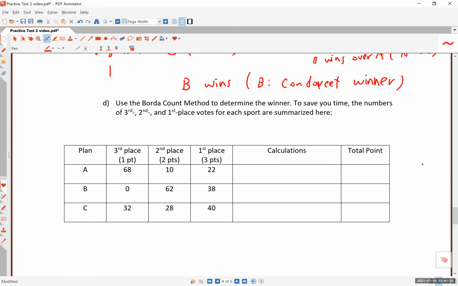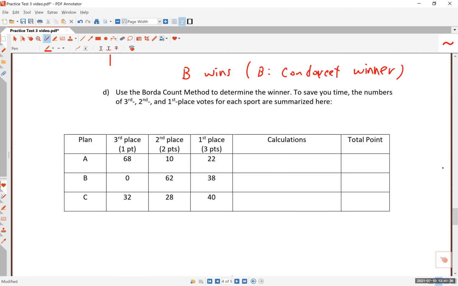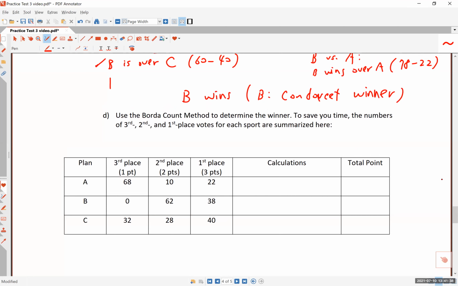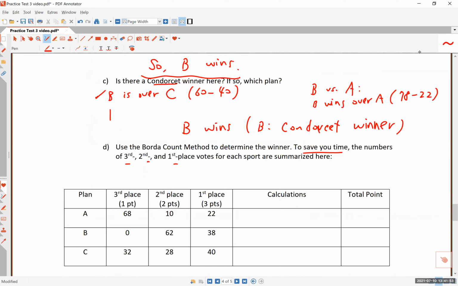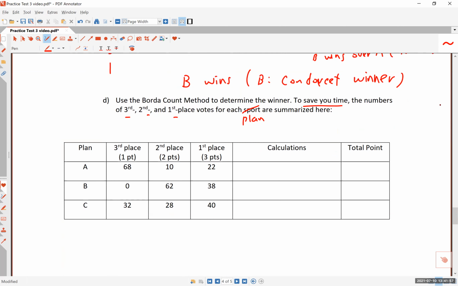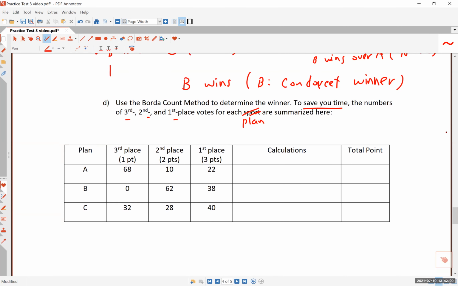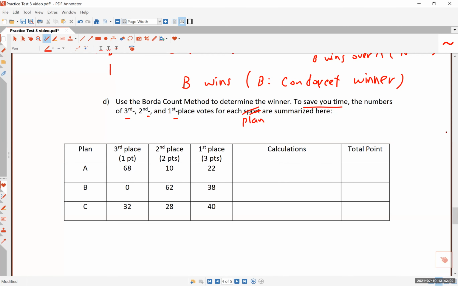On an exam, if I ever ask you a question on Borda count, just to save you time, because your exams are limited, I will probably reorganize the data for you: the numbers of third, second, and first place votes on each plan are summarized. Okay, this must be from another problem or something. All right, so what do you mean by that?